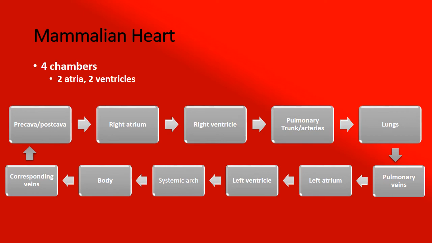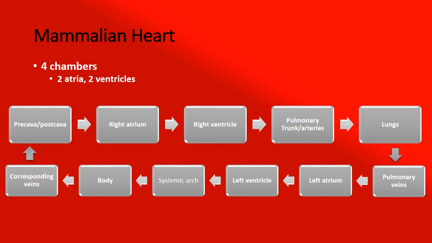I don't care which of these terms you use on the exam. But I do want you to realize that the pre-cava is bringing blood from the anterior region back to the heart, and the post-cava is bringing blood from the posterior region back to the heart. These veins are going to release blood into the right atrium. The blood then flows to the right ventricle, and then it's pumped out through the pulmonary trunk and the arteries.